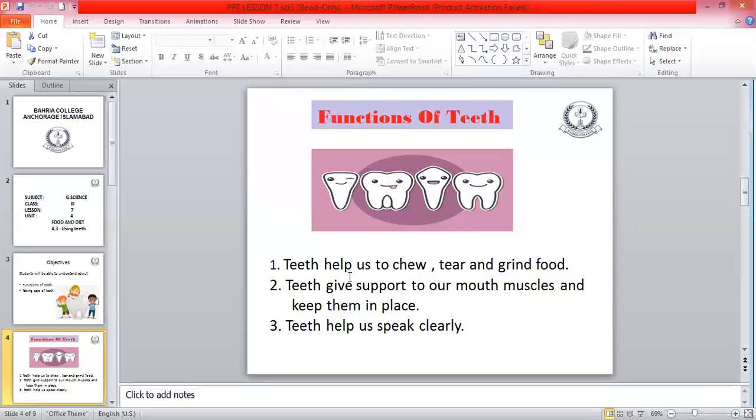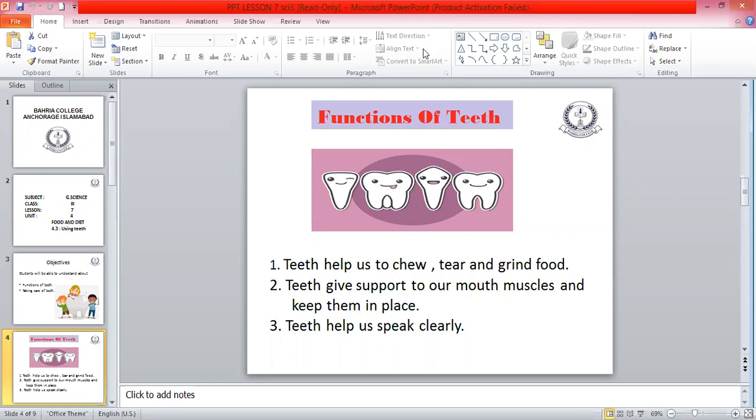right? Whenever we eat something, the one who is actually helping us to bite and chew is our teeth. Then they help us to tear, that means to take something apart, and grind the food, mince it properly, so that the food can easily be taken inside and can easily be digested. So the first function is teeth help us to chew, tear, and grind the food, right?